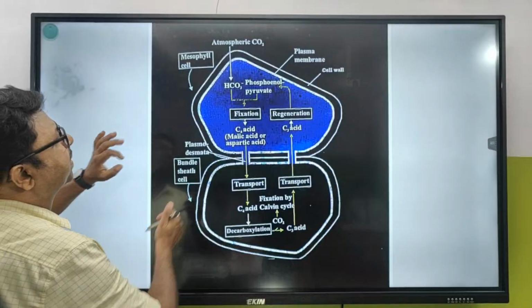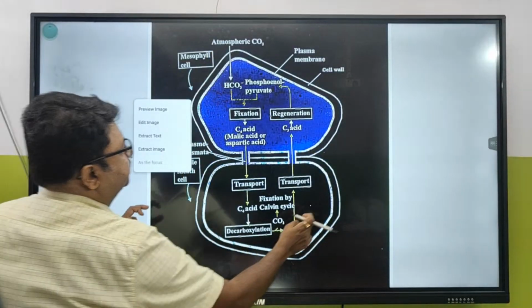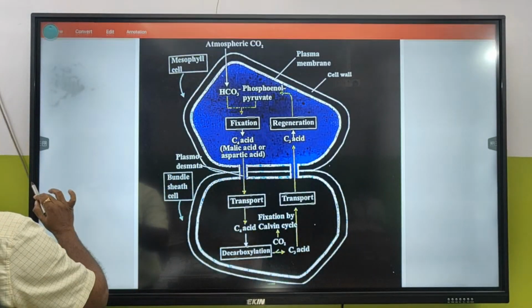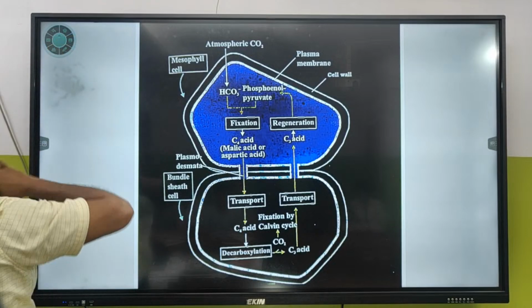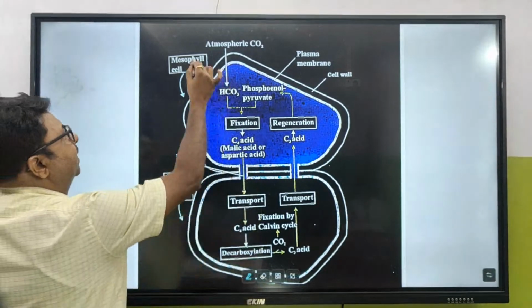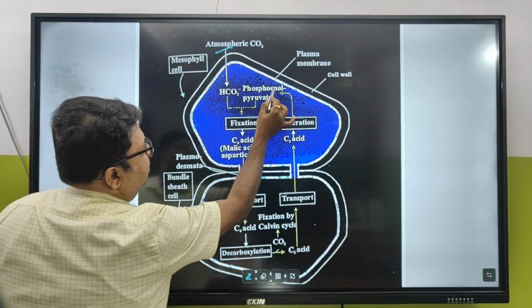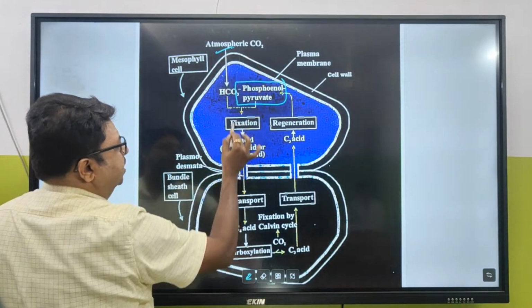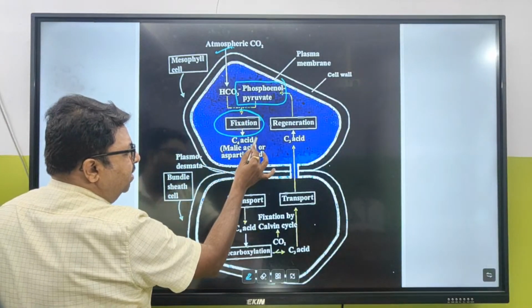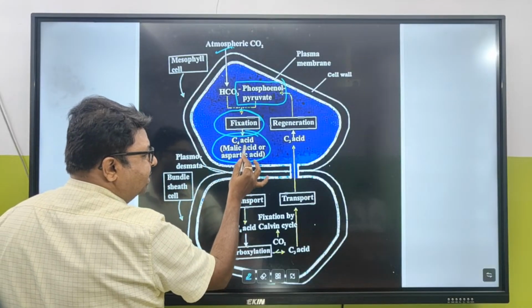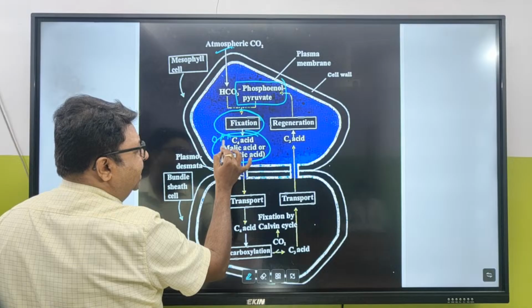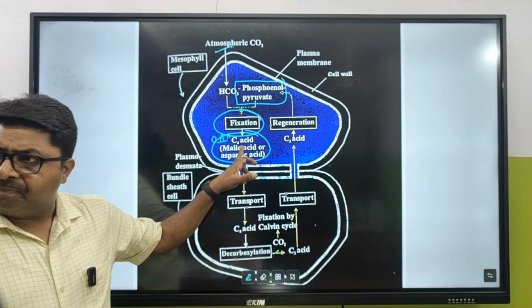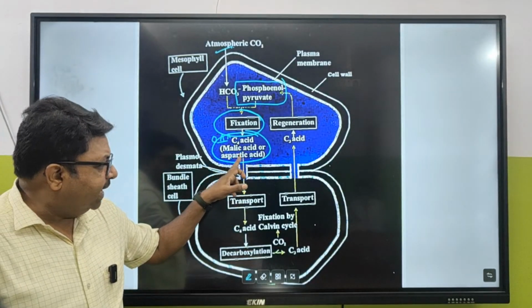Now this is the Hatch and Slack pathway given in your book. The atmospheric carbon dioxide binds with phosphoenol pyruvate, and this binds with carbon dioxide to form what? The fixation, absorption, forms C4 acid, malic acid or aspartic acid, and also oxaloacetic acid, which is the first stable compound. Later on, it changes into malic acid. This gets transported in the bundle sheath cells.